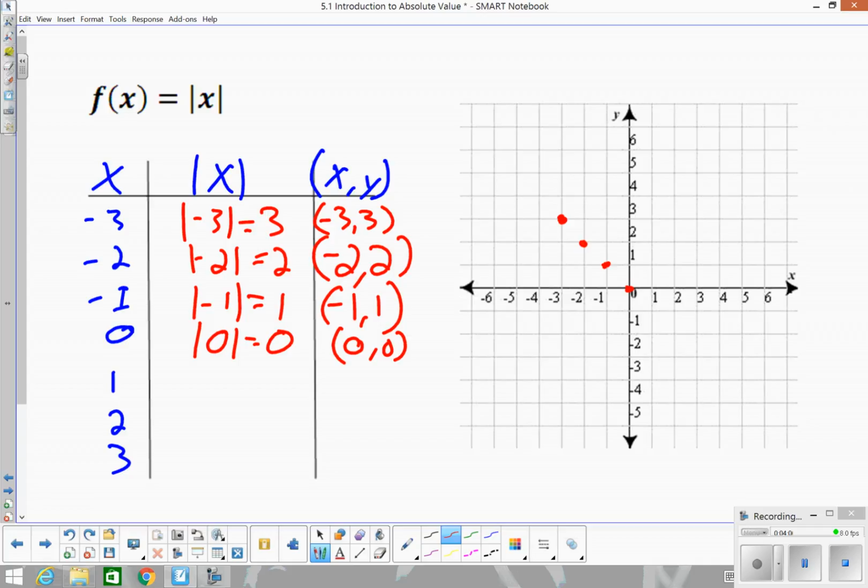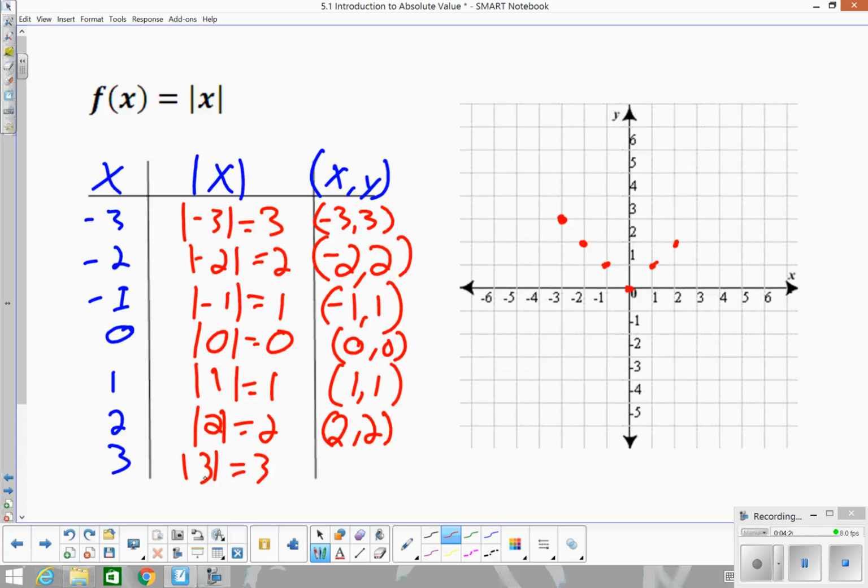Okay? So right now it looks like a line. Right? Awesome. So this is where it starts to change. So if I input a 1, I'm going to output a +1. I'm going to end up graphing 1, 1, which is right there. Input a 2. I output a 2. 2, 2, which is right there, and then I input a 3, I output a 3, which is 3, 3, and that's my ordered pair.